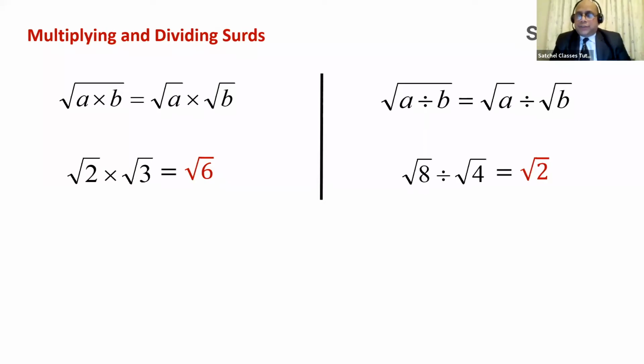What about division? Square root of 8 divided by square root of 4. Because 8 divided by 4 is 2, it is actually square root of 2.